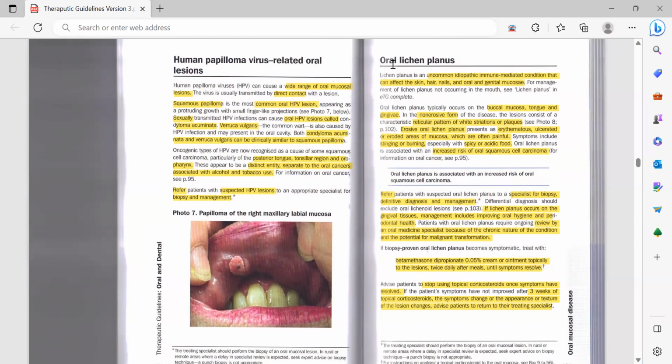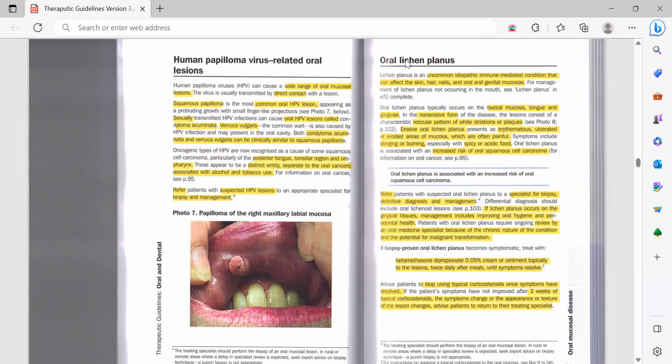Okay, so the other lesion is oral lichen planus. This is uncommon. Idiopathic means their cause is not known, but they are immune mediated conditions. They generally affect skin, hair, nails, oral, and genital mucosa. For management of lichen planus not occurring in the mouth, see lichen planus in eTG. So it is a systemic condition, not only an oral condition, the lichen planus.